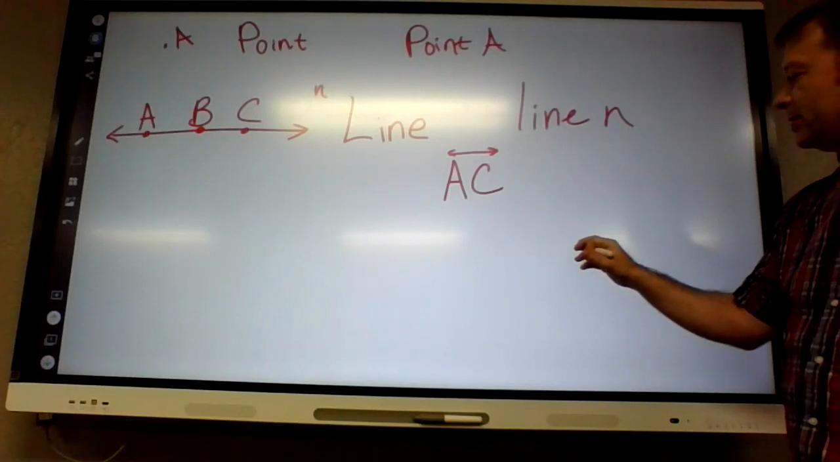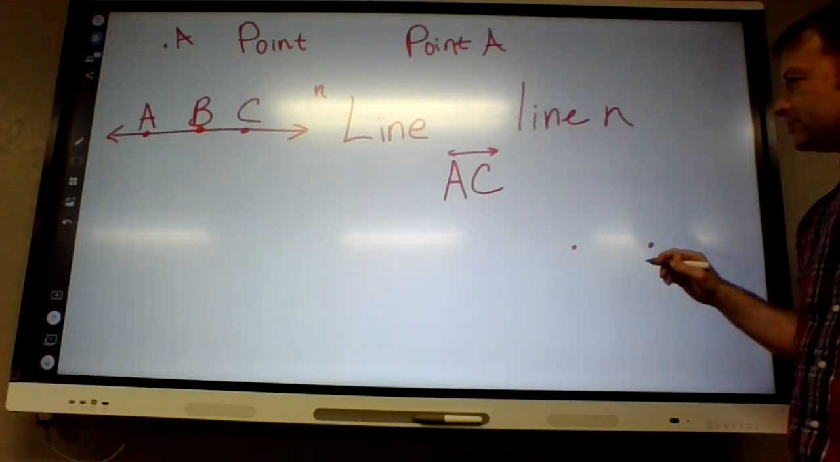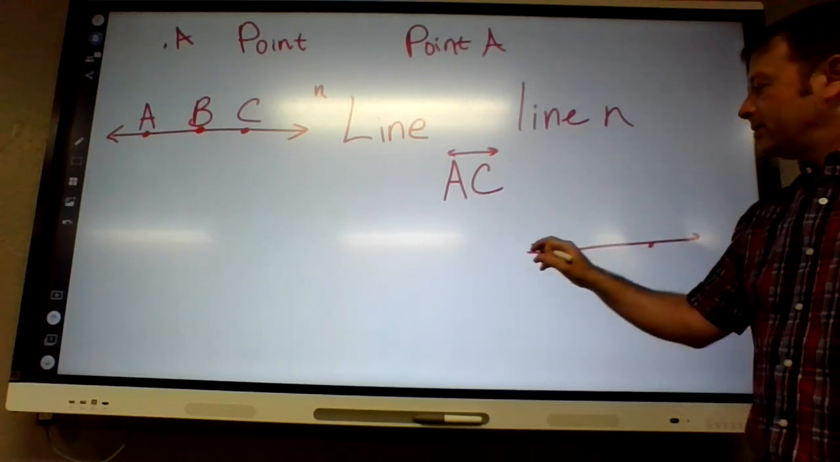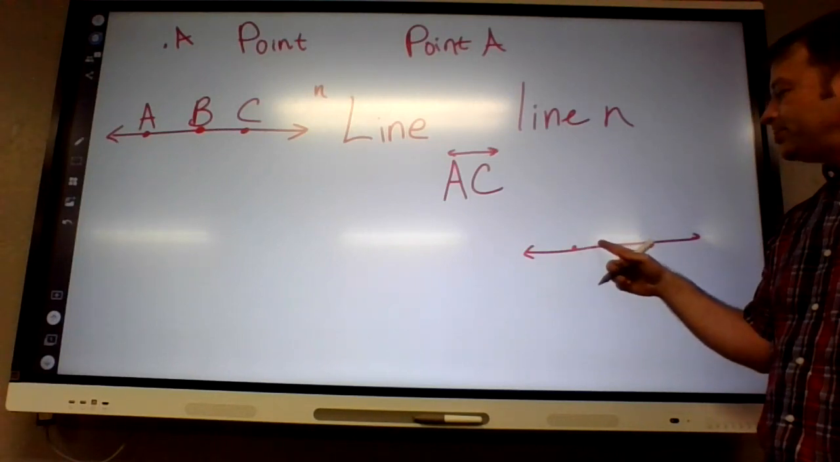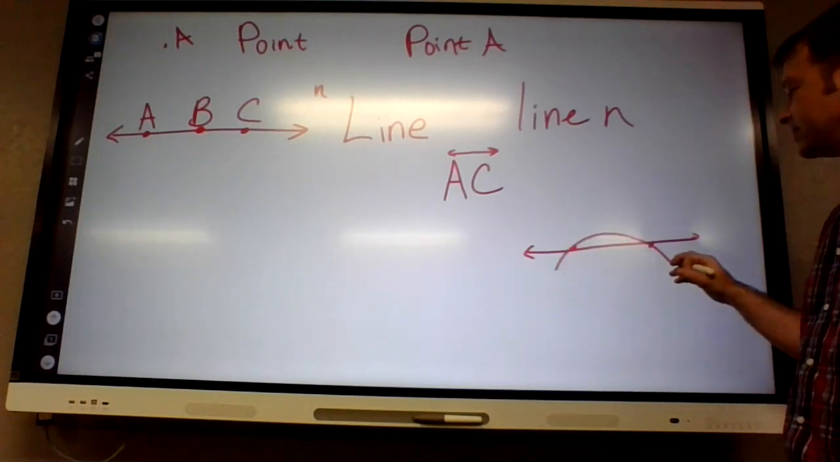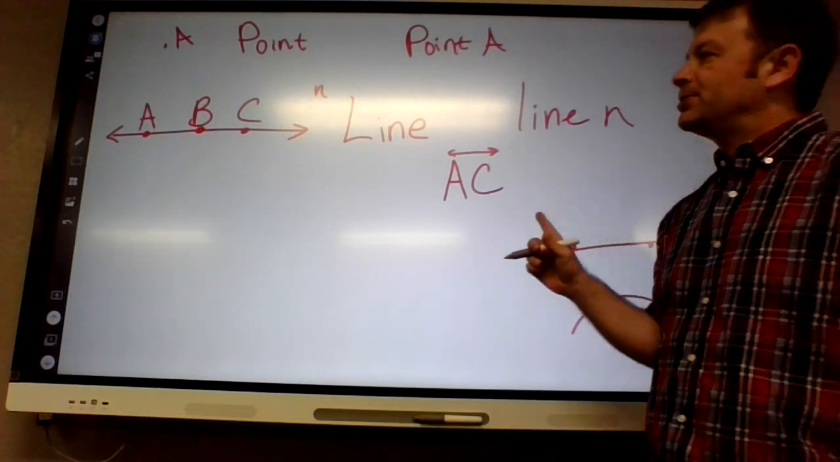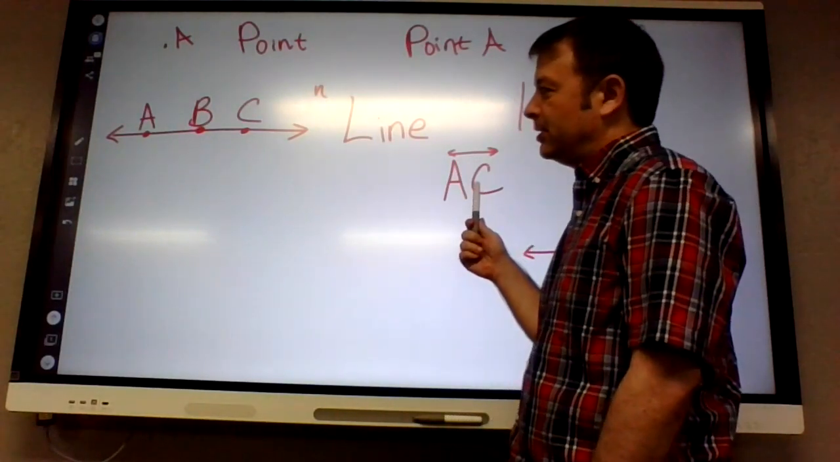How many lines go through any 2 points? One. There's only one, right? So that's why you need two letters. Is there another line that's going to go through these 2 points? No, that's not a line. So any 2 points describe only one line. So if I call it line AC, there's only one line I could be talking about.